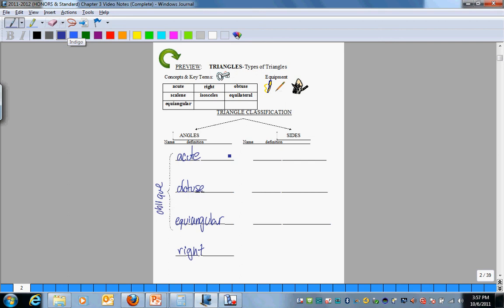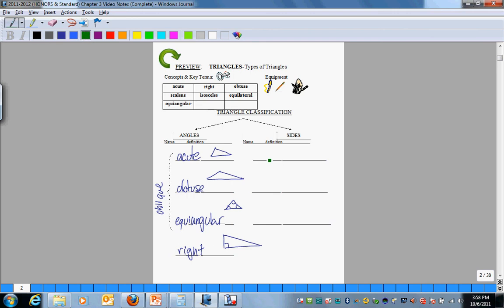And diagrams of each. Acute just means everything is less than 90 degrees. Obtuse, something's bigger than 90. One angle's bigger than 90. Equiangular, all 3 are congruent, all 3 angles, and of course a right triangle means one angle is 90 degrees.